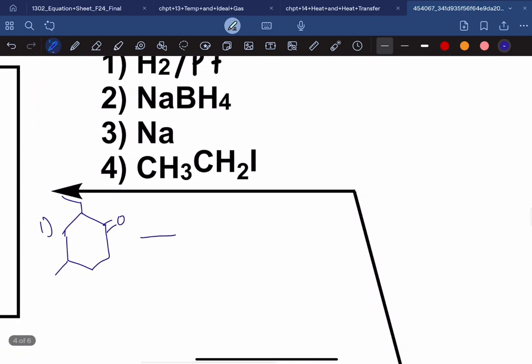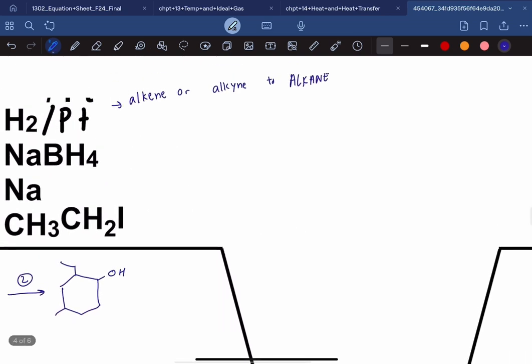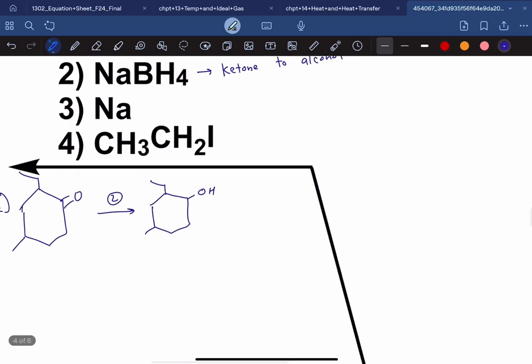Second step, when you react this thing with NaBH4, that's a mild reducing agent, right? So that's going to take my ketone to an alcohol, like this. So let's write that out for you as well. This takes ketone to alcohol, right? That's what we show in step 2.